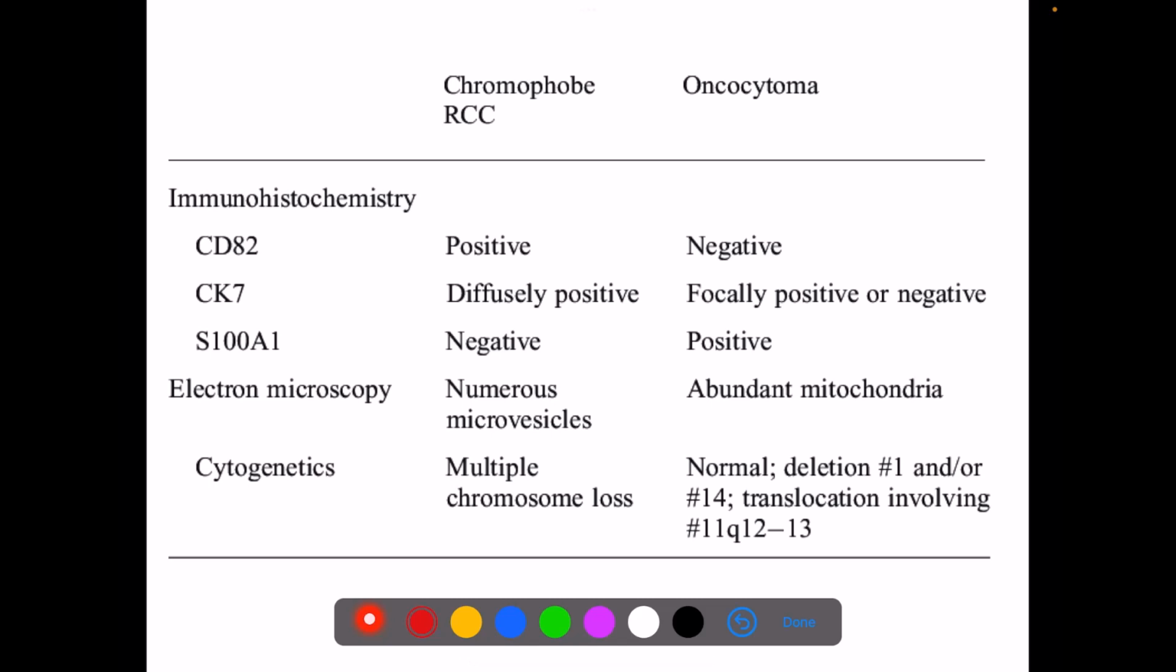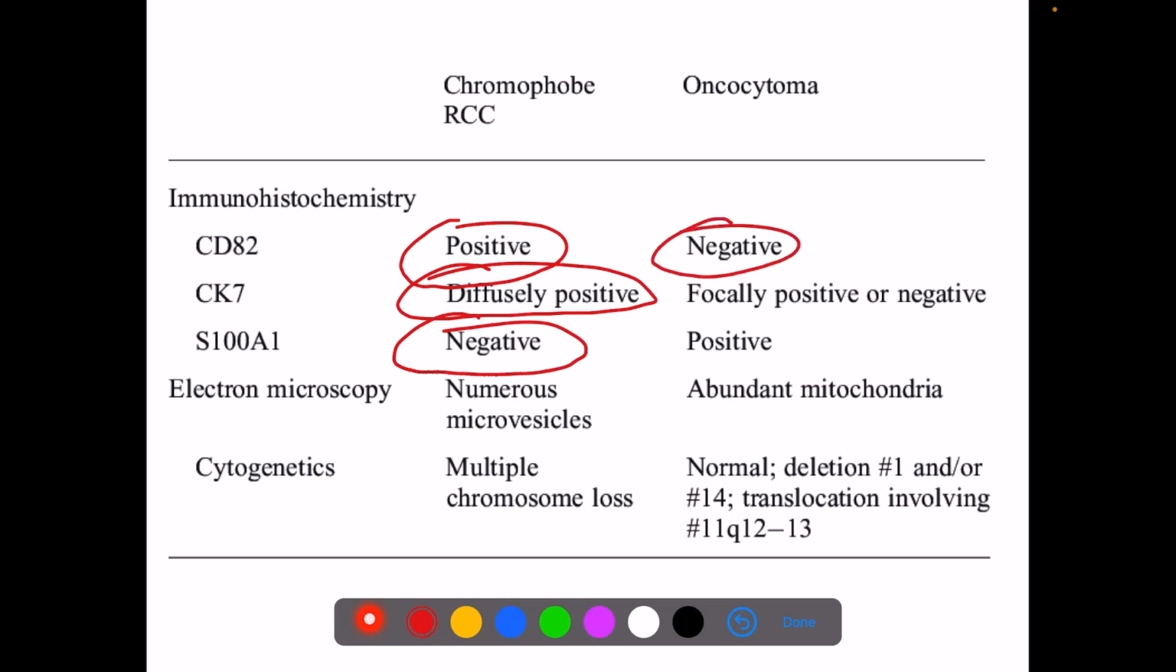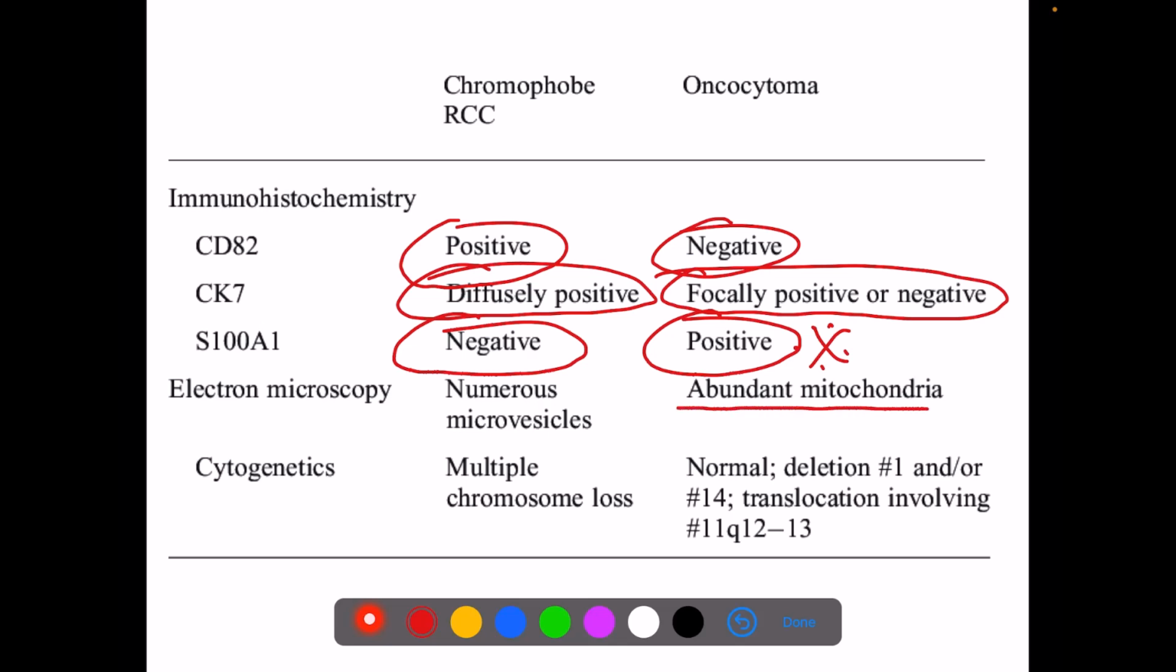Immunohistochemistry plays an important role in identifying the two. Chromophobe is positive for CD82, CK7 is diffusely positive, and S100A1 is negative. Whereas in oncocytoma, CD82 is negative, CK7 is focally positive or negative, but S100A1 is positive. Electron microscopy shows numerous microvesicles in chromophobe RCC, whereas oncocytoma contains abundant mitochondria. Cytogenetics consists of multiple chromosome losses in chromophobe RCC, whereas in oncocytoma there is deletion of chromosome 1 or chromosome 14, or translocation involving 11q12 or chromosome 13.